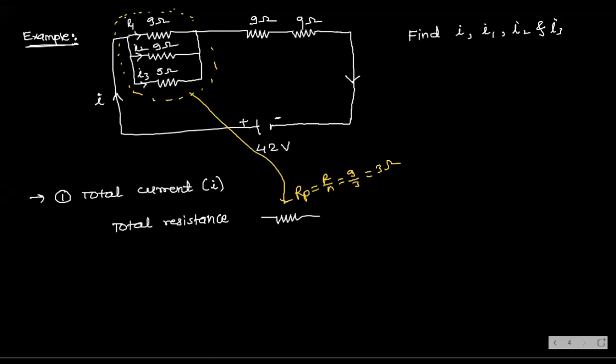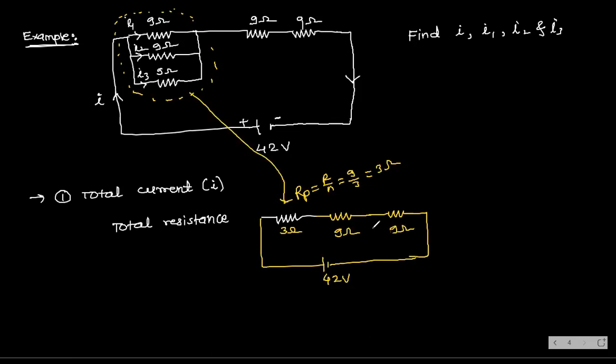Yes, it is 3 only, because there are 3 resistors, not 2. So R is 9, N is 3, so this is 3 ohm. Then next is 9 ohm, and this is again 9 ohm, and this is 42 volt.